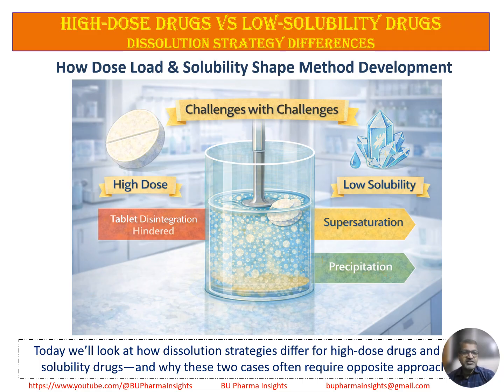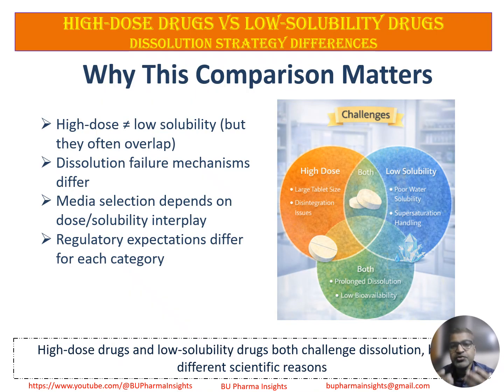Understanding these differences prevents OOS results and ensures robust method development. That's the foundation of reliable dissolution testing. Not all high dose drugs are poorly soluble. For example, paracetamol dissolves easily, but many high-dose drugs fall into BCS class 2 or 4 and need a discriminatory method. So remember, high dose does not always mean low solubility, but they often overlap.